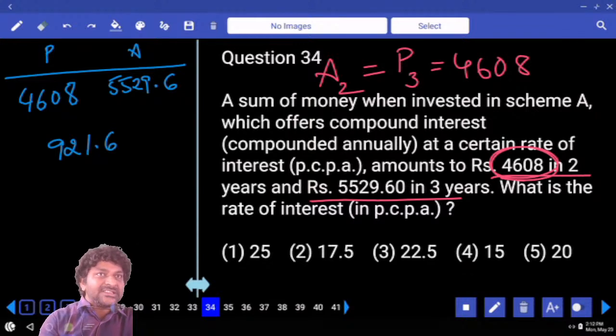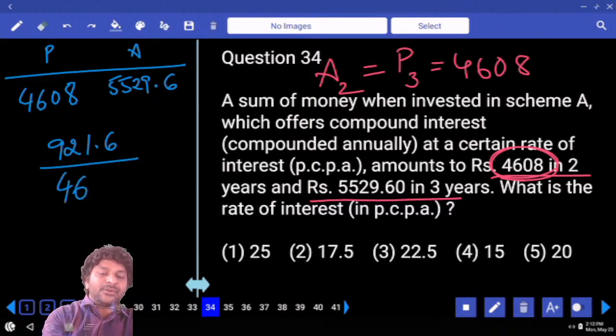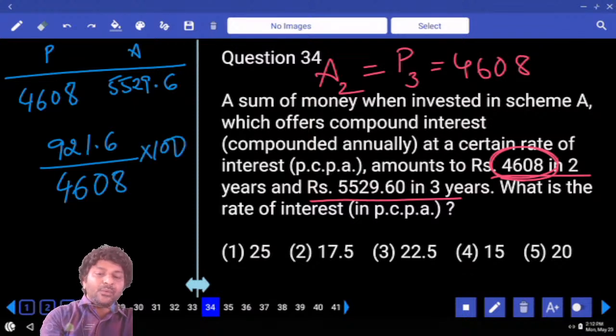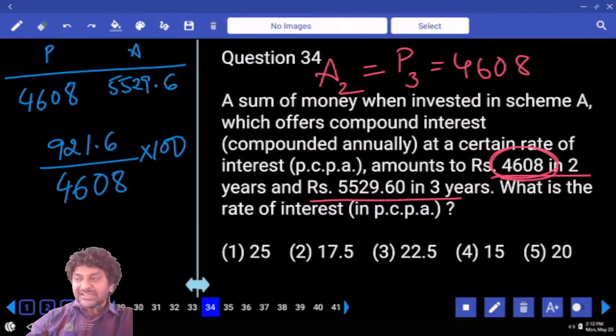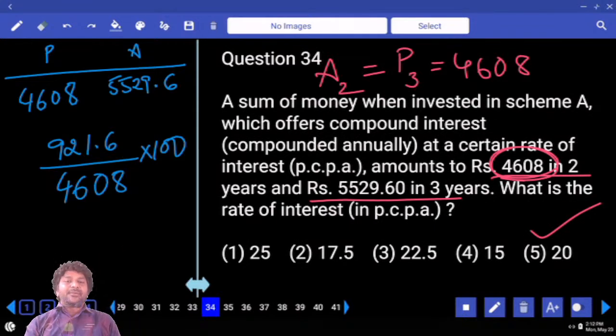That is equal to 921.6. This is interest for which year? Third year. For how many years? 1 year. So this must be calculated as a percentage with respect to principal only. Principal in that year is 4608 into 100, correct? What is 10% of the denominator? And our numerator is exactly 2 times of that number. 10% double in the sense answer 20%, fifth option.